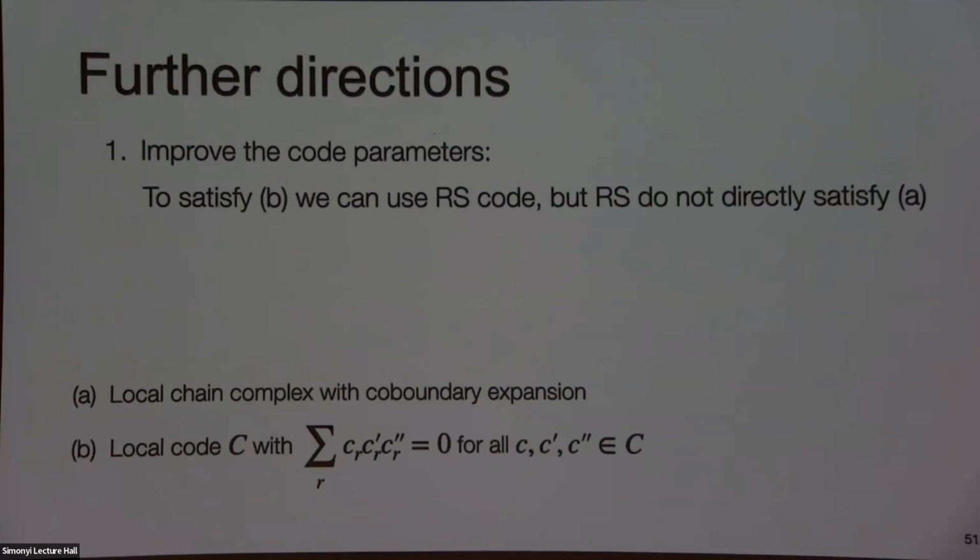Some further directions. One is that currently our code parameter is not optimal yet, and one of the challenges is that these two conditions somewhat don't match that well. The local code constraint here is satisfied by the Reed-Solomon code, but it turns out Reed-Solomon codes do not satisfy the first property. So we maybe need to consider a larger family of local codes with this property, or we need a tighter proof technique.